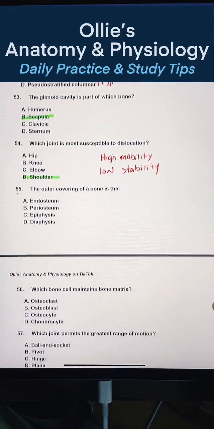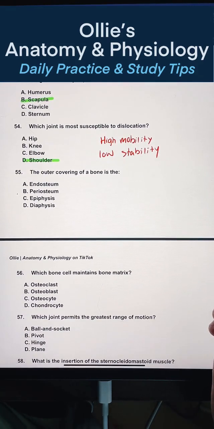Number 55, the outer covering of a bone is called what? A, B, C, or D?